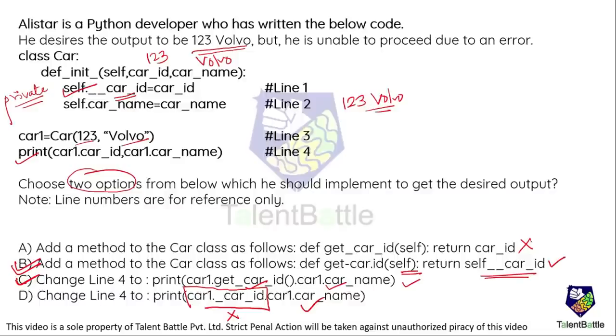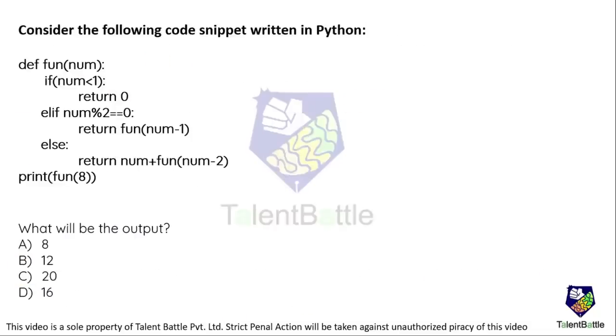Okay, moving towards the next question. Considering the following code snippet which is written in Python, we have to identify the output of this particular code snippet, right? So we will see the logic first and then we will check the output. Now the function is mentioned here with the parameter num, and some if-else conditions are there. First, the if condition where num is less than 1, and in the else part, an else-if is there, like modulo division by 2, again the function calling is there, and again in the else block we have modification with the values plus function calling.